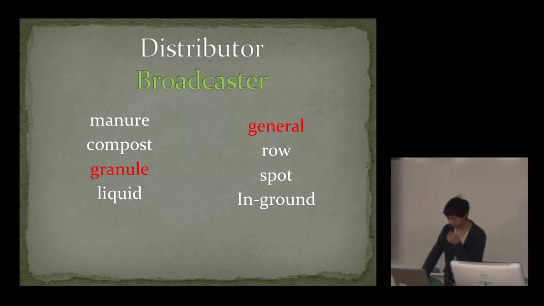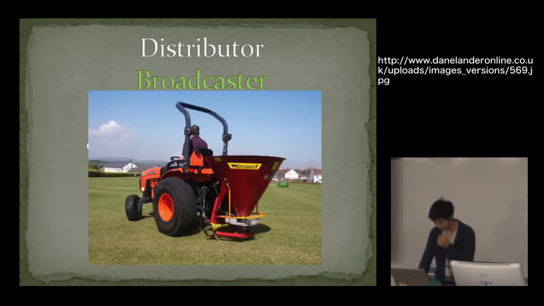Next is broadcaster. Fertilizer is granule and application is general. A broadcaster consists of a hopper and agitator, a controller of fertilizer amount, and it distributes onto the spinner of the spout, which provides energy to release and spread the fertilizer.